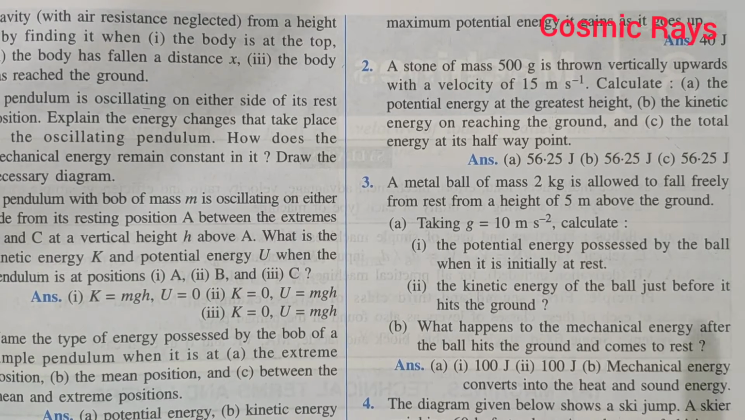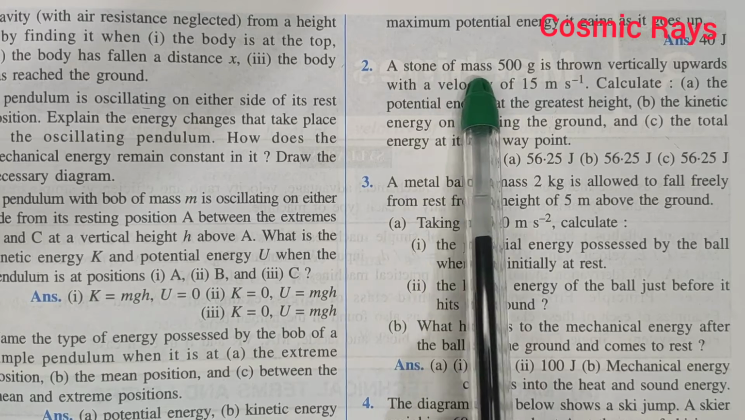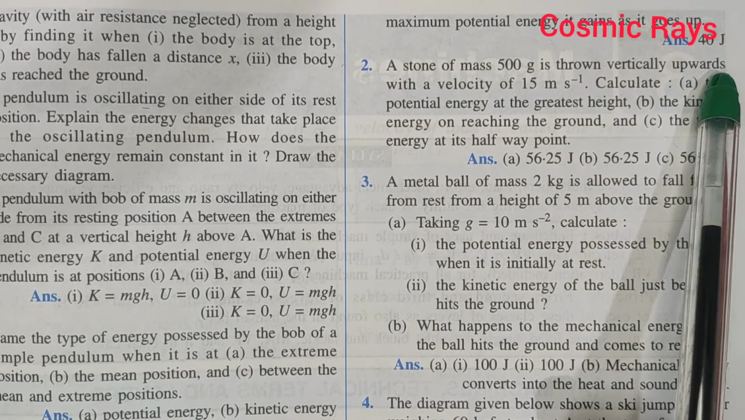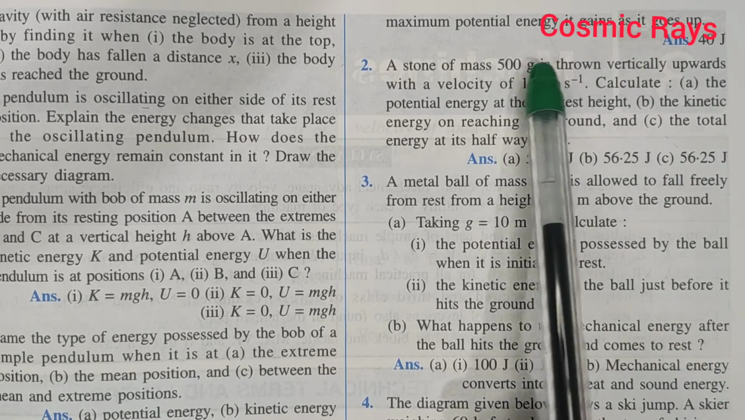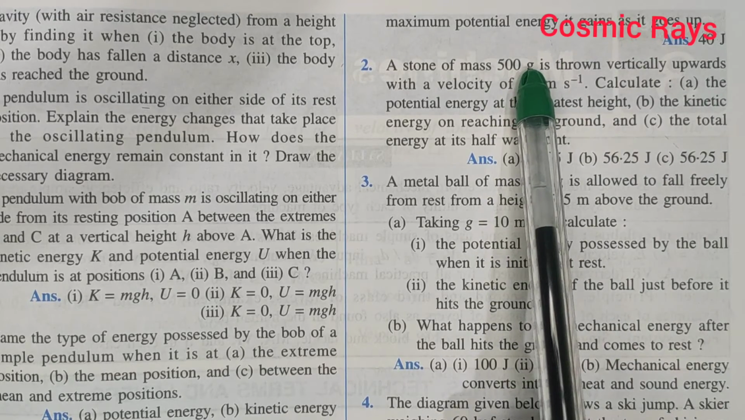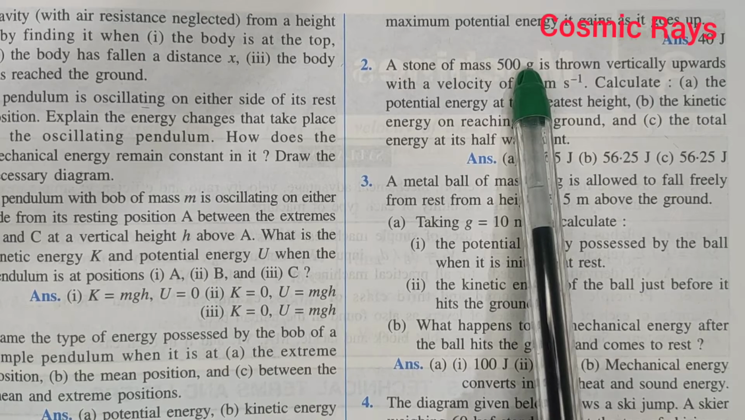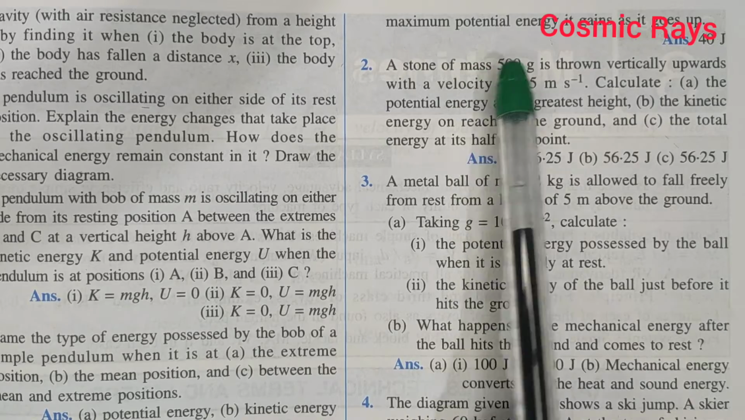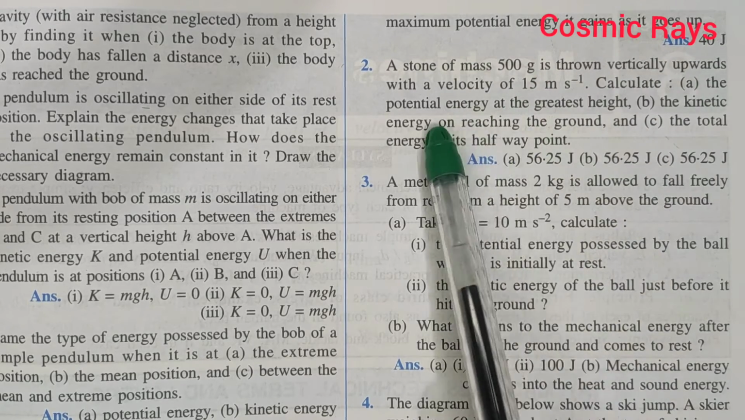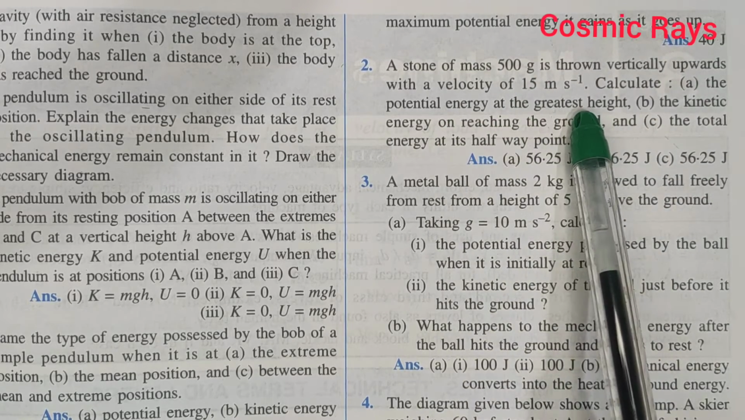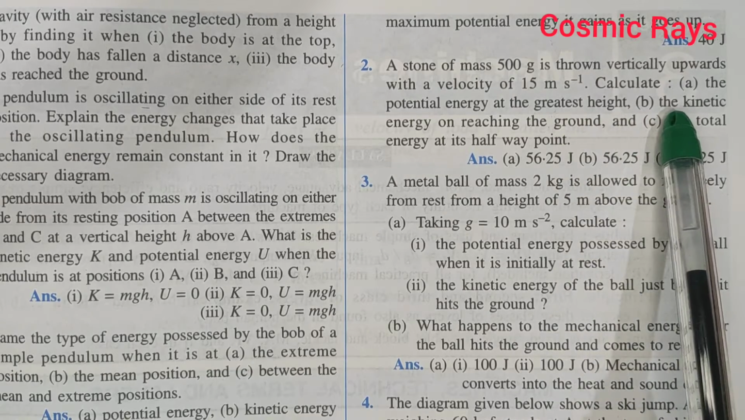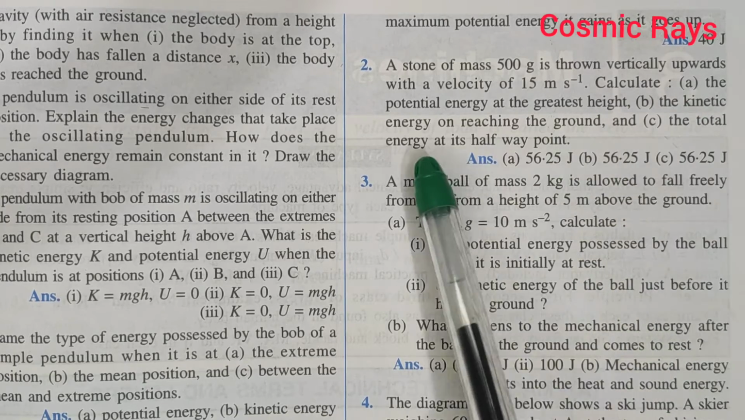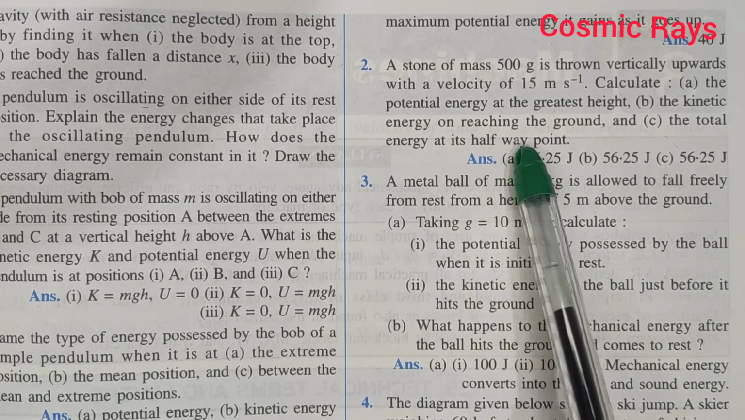Now let's look at the second question. It says a stone of mass 500 gram is thrown vertically upwards. Now here the mass has been given to us in grams, not in kg, so we need to convert it into kg, with a velocity of 15 meter per second. So we have been given the mass and the velocity. We have to calculate the potential energy at the greatest height, the kinetic energy on reaching the ground, and the total energy at its halfway point.